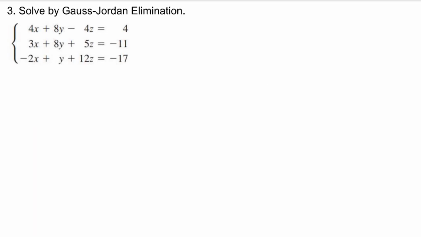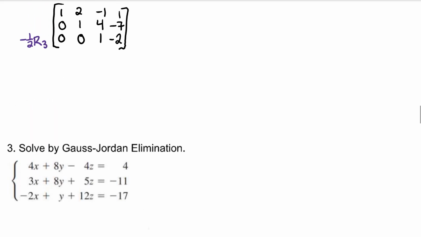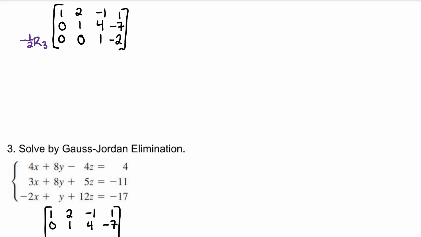Number 3 is asking us to solve by Gauss-Jordan elimination. But if you notice, this is actually the same system of equations we were asked to solve in number 2 by Gaussian elimination. In our previous example, we wrote the matrix in row echelon form, but for Gauss-Jordan elimination, we now need to write this matrix in reduced row echelon form. Rewrite the row echelon form you got from example 2.